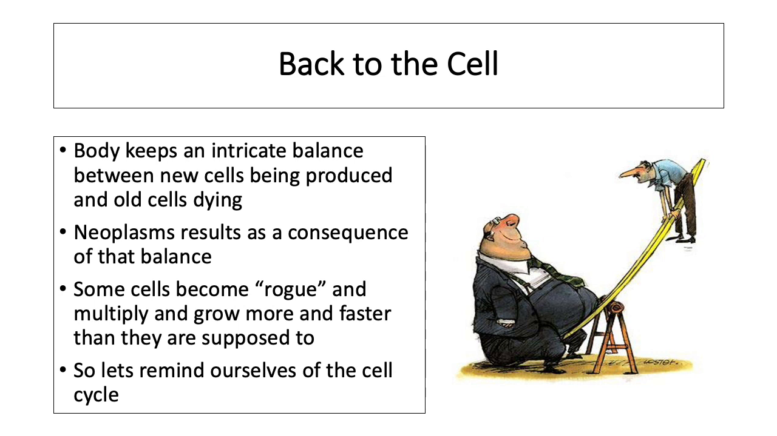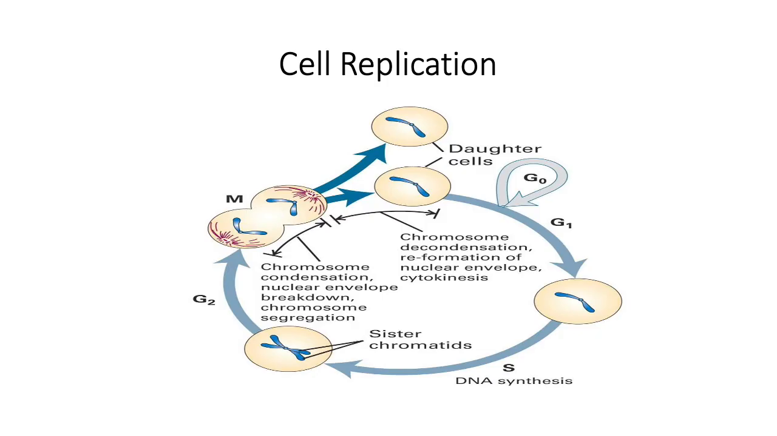So let's just remind ourselves with regards to the issue of cell replication. I'm sure everybody has seen this, which is basically the cell cycle, starting somewhere here, although you can start anywhere, where you've got a cell. Some of the cells go into what we call the G0 phase, which is the resting phase. And that's one thing about these neoplastic cells. They do not go into this resting phase.